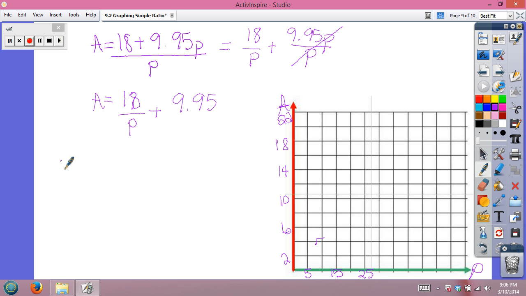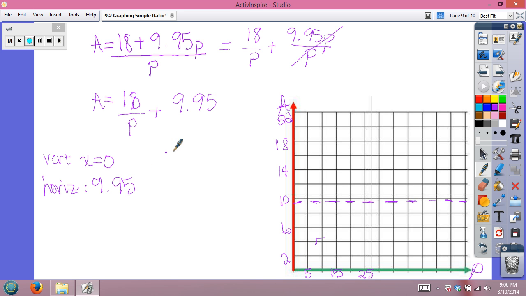Perfect. So again, our vertical asymptote is going to be at x equals 0 because we can't have negative people. And our horizontal asymptote is going to be at 9.95, which is our k value. So that's going to be around here. So we'll know that when we're graphing, we should try and stay above this line because if it isn't, we're probably going in the wrong direction.